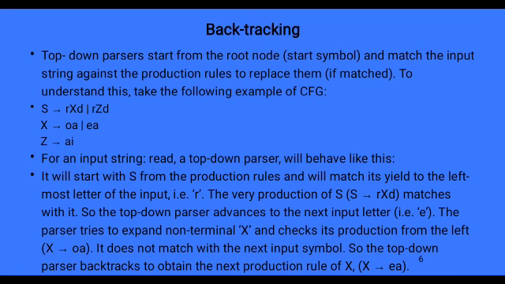For an input string, read, a top down parser will start with S from the production rule and will match from the leftmost letter, that is r. And S tends to r X d is matched with it. So the top down parser moves to the next input letter, that is small e, and so on. You have to continue until you get the input string.